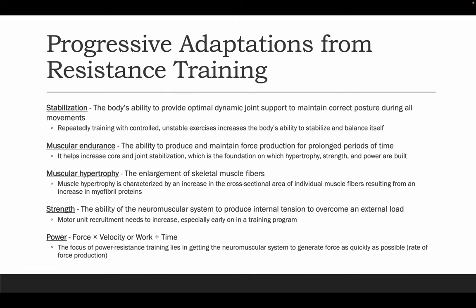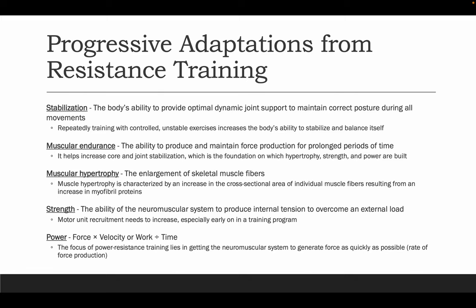So again, with the phases, if you notice, they are: stabilization, muscular endurance, muscular hypertrophy, strength and power. Now, just remember here, with the way that we look at everything, strength endurance, that's at phase two, okay? But stabilization, what is it? What are the adaptations we're looking for?